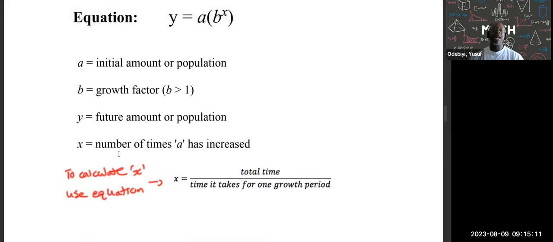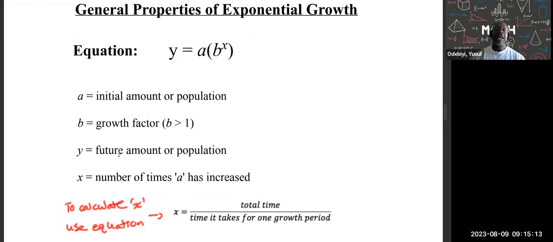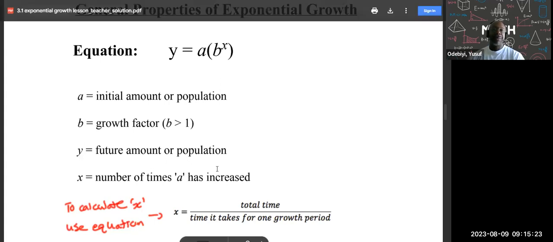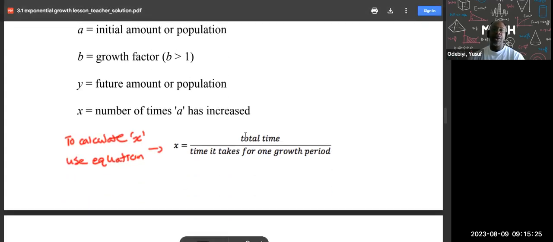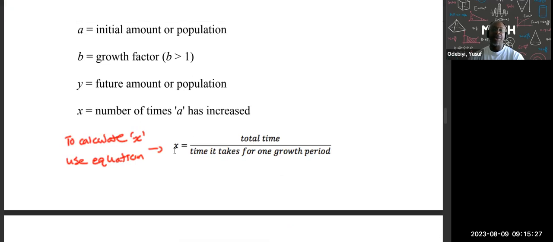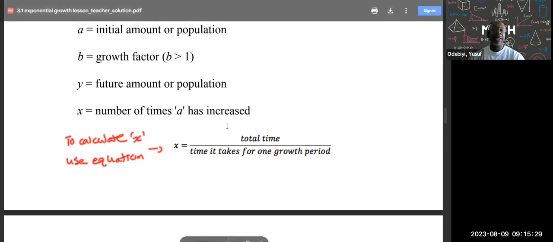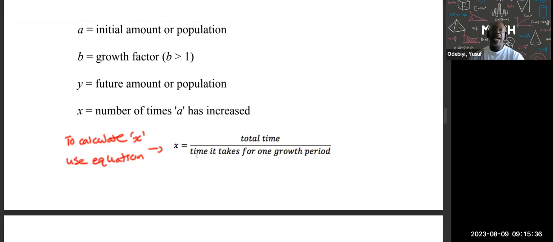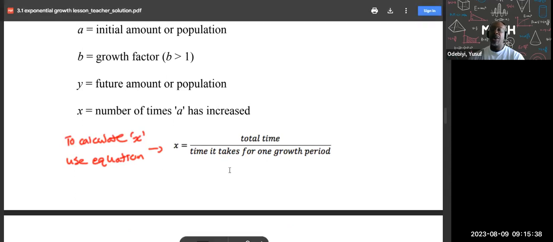X is the number of times it increases. And in this case, it increases every day, right? It's tripled every day, right? But sometimes we need to do calculations for x because we're not quite sure, based on the question, what we're using. Just know that x is equal to total time divided by the time it takes for one growth.